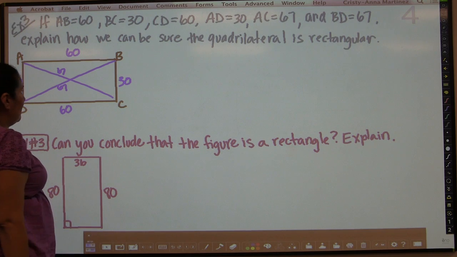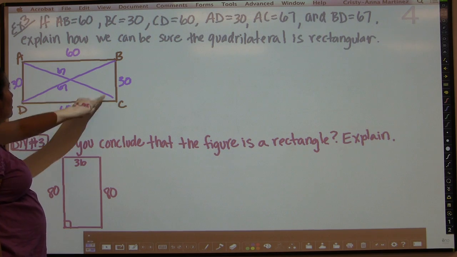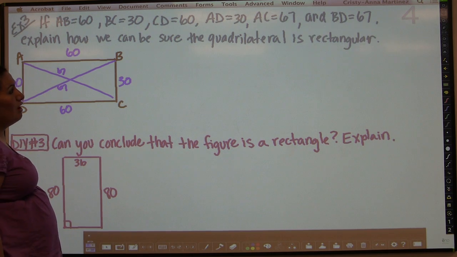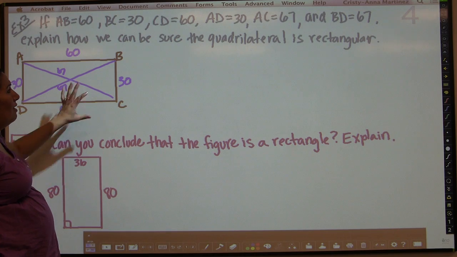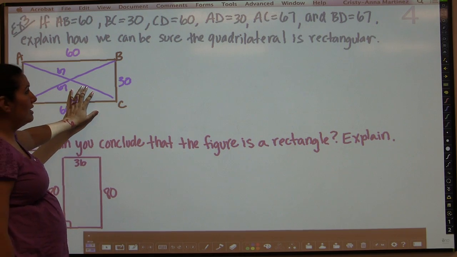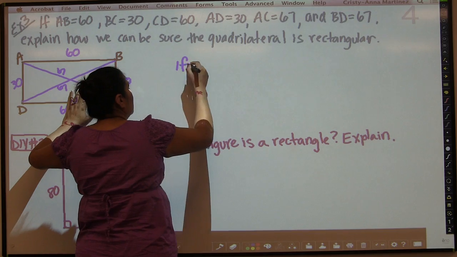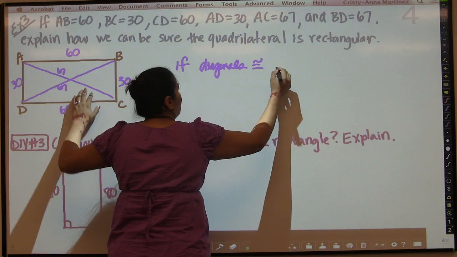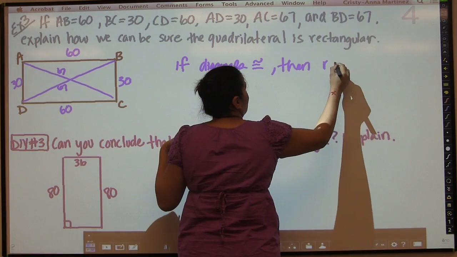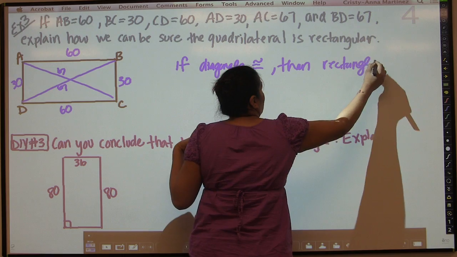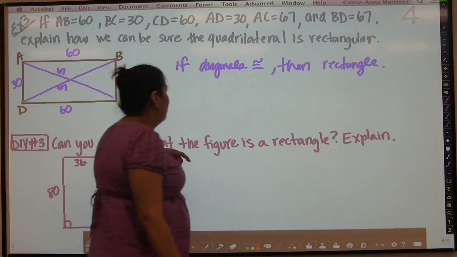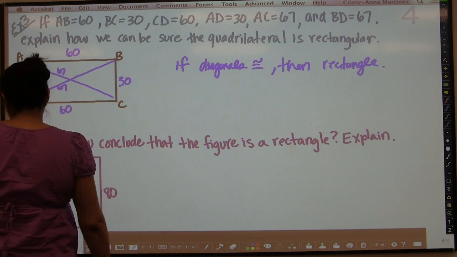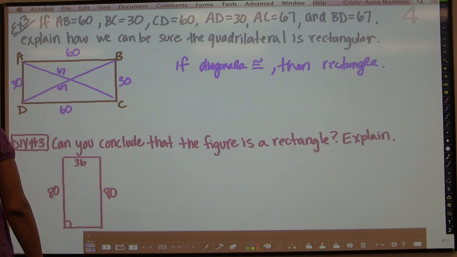And we can be sure because we can see that the diagonals bisect each other and the opposite sides are congruent. Therefore, we know that it's a rectangle. So basically, we're applying the converse here. We know that if diagonals are congruent, then rectangle. And in this case, we've just identified that the diagonals, which are BD 67, AC 67, are congruent. So therefore, this is a rectangle.